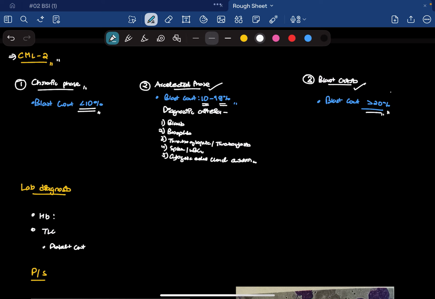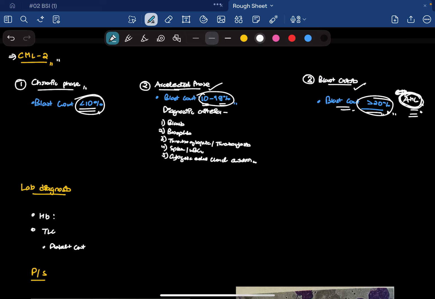This is something that we have already seen in AML, acute myeloid leukemia, acute myeloblastic leukemia. So in the chronic phase it is less than 10%, 10 to 19% would be the accelerated phase, and more than 20% is going to be the blast crisis.